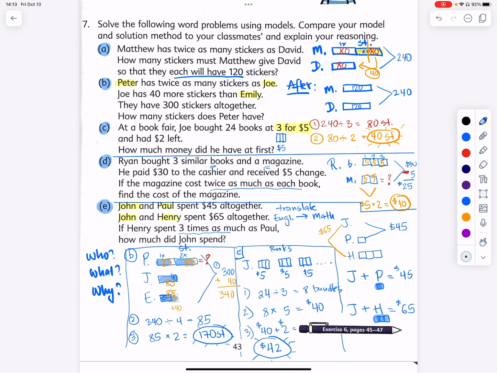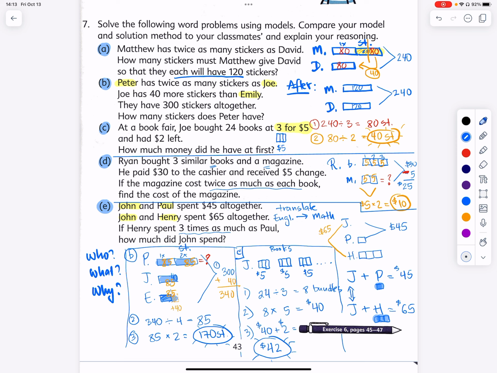Take a look at the sums. John and Paul are 45. John and Henry are 65. We see that John is the same in both, right? John is the same. Let me use a little eraser. Let's just say John is the same in both, equal, right?